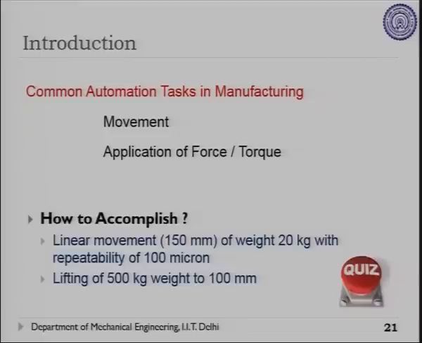You have to identify what technology, what system you will be using in this case for performing this particular task. You write whatever you feel, what kind of a system you should have. You need to have motors, hydraulic actuators, pneumatic actuators, anything that you feel is suitable to perform this task, or a combination of different components. And then after that, you have to identify lifting of 500 kg weight to 100 millimeter.